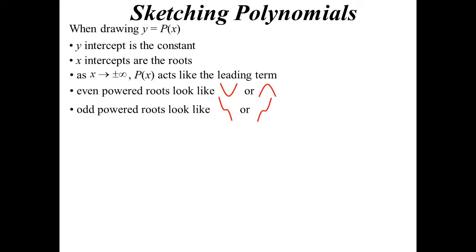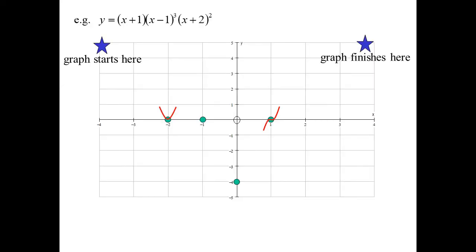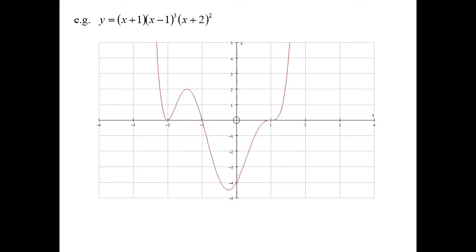Odd powers will do the classic horizontal inflection, just like the cubic. So it will look like that. So at positive 1, it'll inflect horizontally, but it's finishing up there, so it must go through like that. Well, there's the completion of the graph.